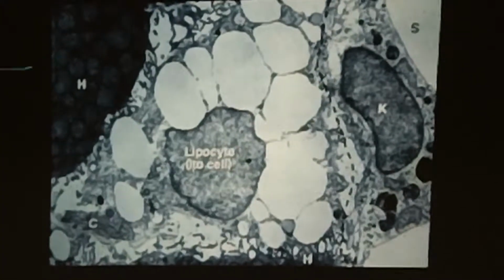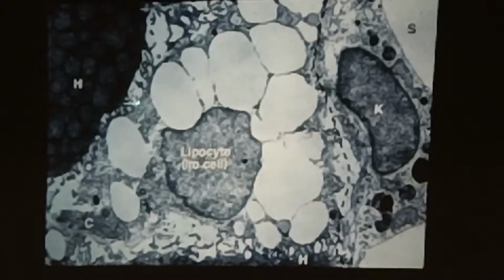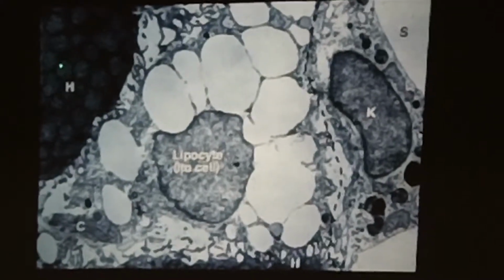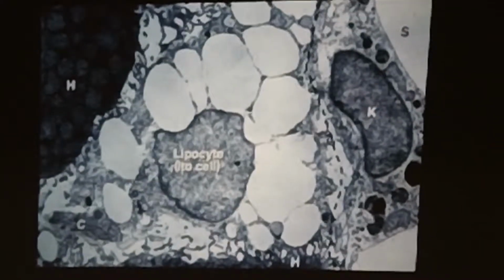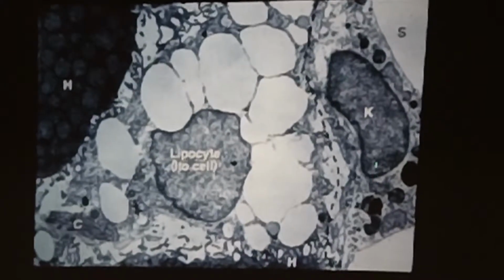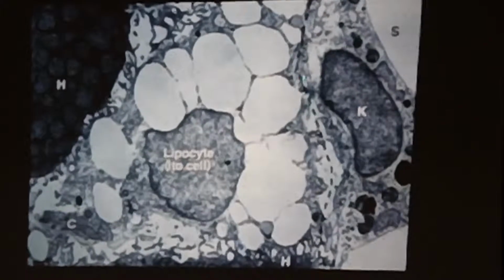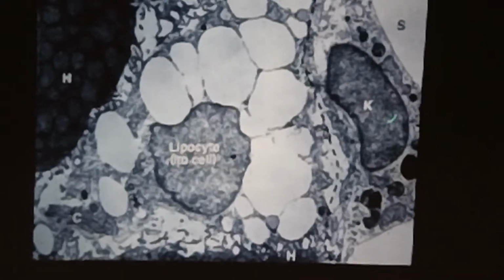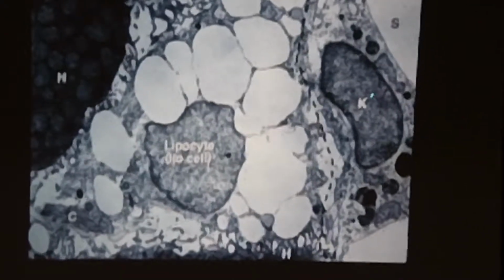This is a cool shot right here. So let's get oriented. This is a hepatocyte. You can see microvilli, lots of mitochondria. Here's the sinusoidal lumen. This is a Kupffer cell, and this is a discontinuity right here in the endothelial cell. So here the Kupffer cell is kind of forming part of the sinusoidal wall.